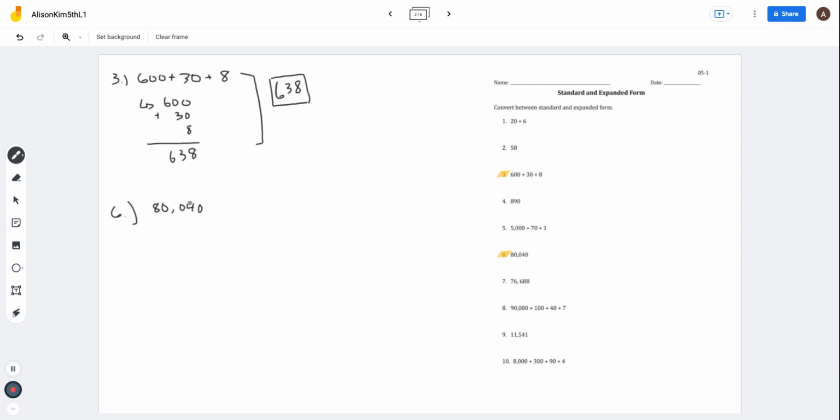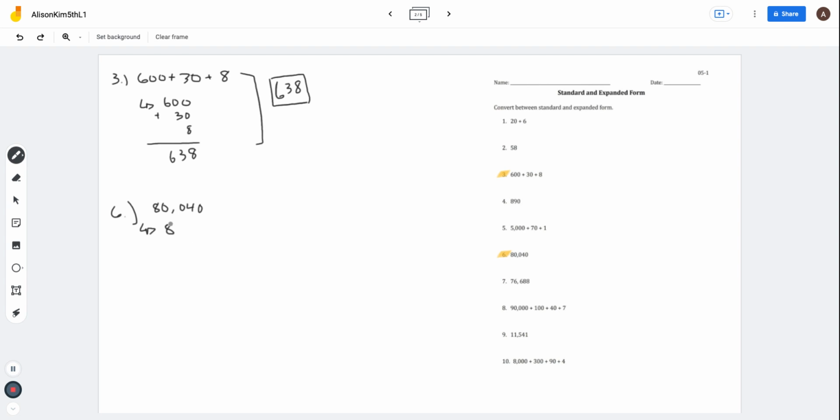The number next to the ones place is going to be the tens place. The number next to the tens place is going to be the hundreds place, and then there's going to be a comma, and next to the comma is going to be the thousands place, and next to the thousands place is the 10,000s place. So in the 10,000s place, 8 is there. So we're going to put 8, and since there's 4 numbers behind it, we're going to put 4 zeros.